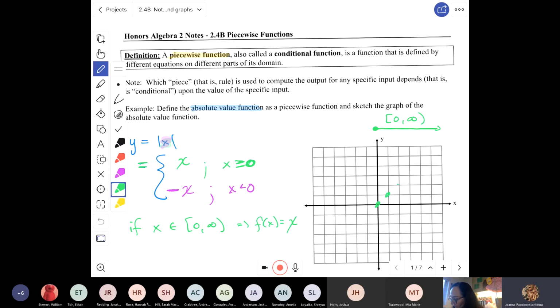And we should know how to graph that. That's just a line with a slope of 1 and a y-intercept of (0, 0). Fair? This is just y equals x.